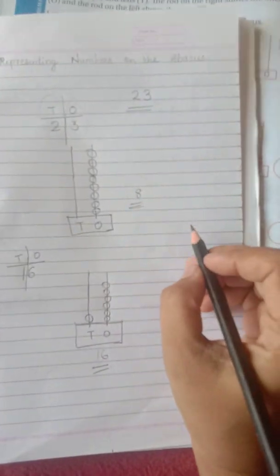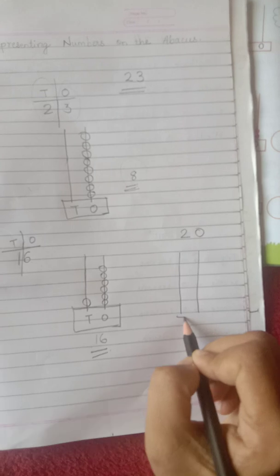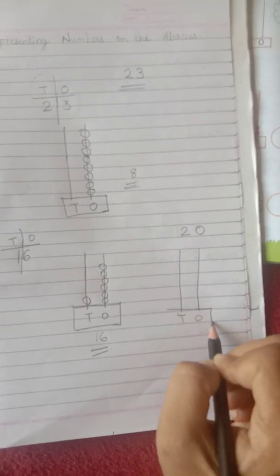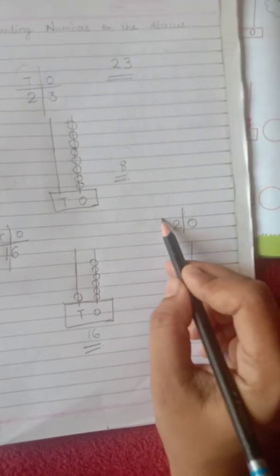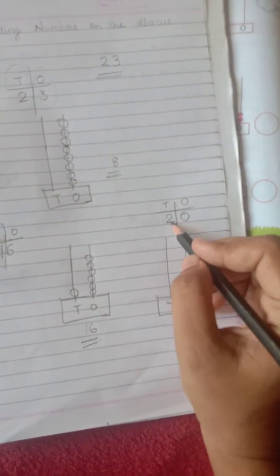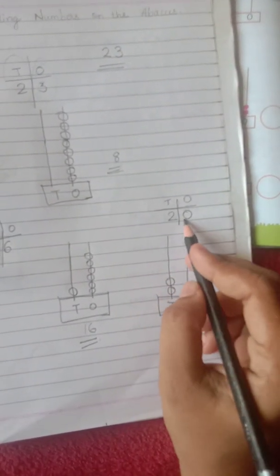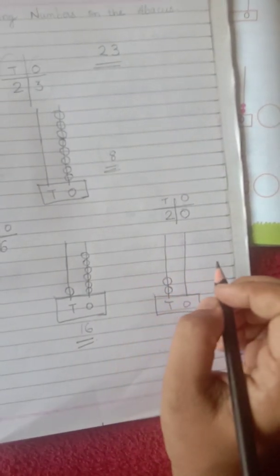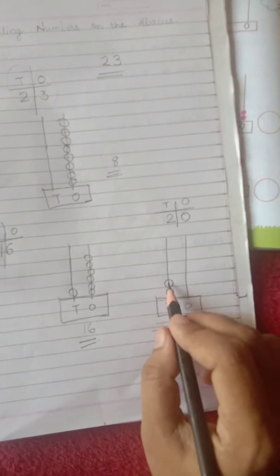One more example we will take. Suppose 20. First of all we will draw tens, ones. Now here, 2 is in the tens place and 0 is in the ones place. First of all we will draw beads in the tens place. How many beads? 2. And in the ones place how many beads are there? 0. So we don't have to draw any beads. So this is the number 20. 2 tens are there.